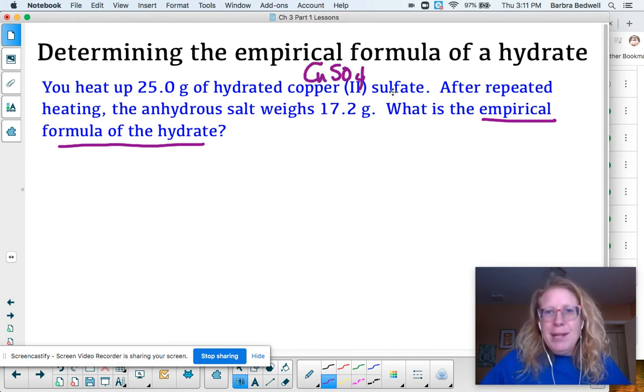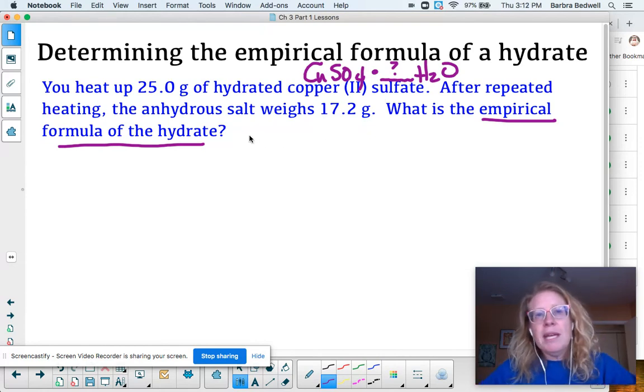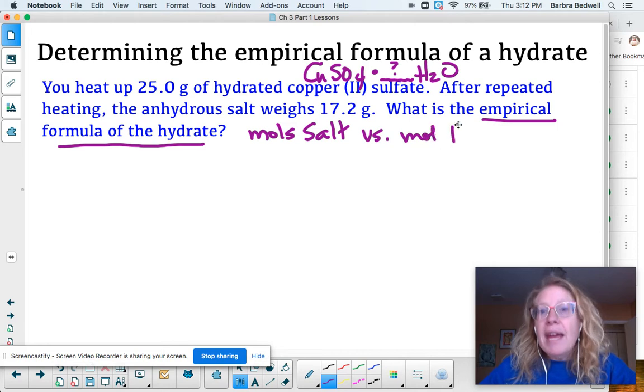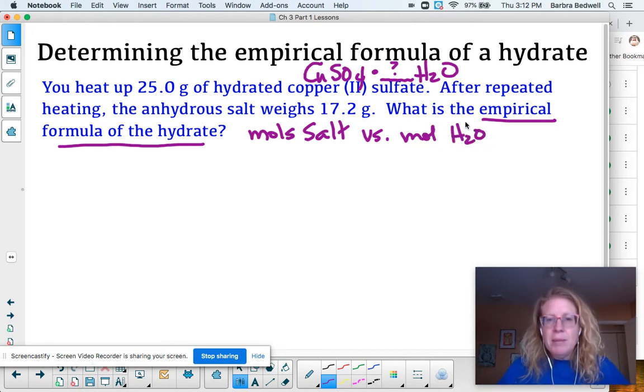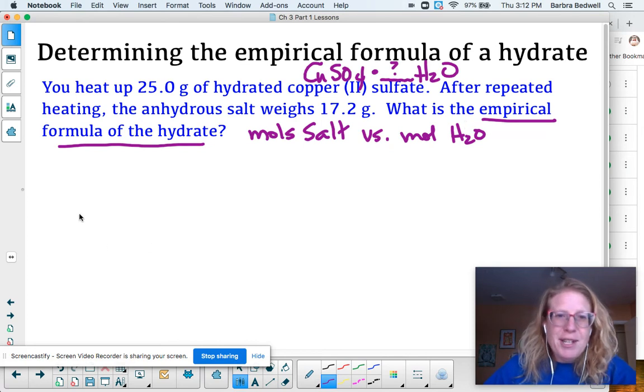CuSO4. I'm telling you that formula. What I'm trying to find is this value, H2O. This is the only piece that I need. So when I'm doing empirical formula here, what I'm going to actually end up doing is moles of the salt, which is the copper sulfate, versus the moles of H2O, of water. And if I do just those two pieces, not every individual element, this is how I can get the formula of my hydrated salt.